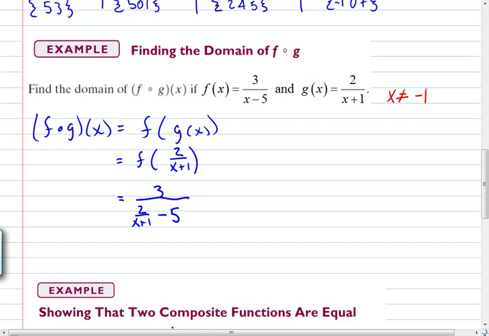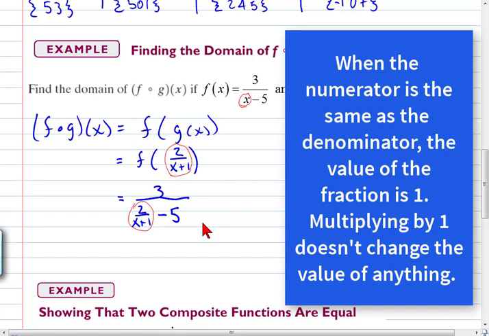Now we want to simplify this. How are we going to simplify this? Do you see how I plugged this in place of x right here? Okay, that's where the x was, right here. So now we simplify this, and I'm going to do that by multiplying both the numerator and the denominator by x plus 1 and distributing it. There's several different ways you can go about simplifying this. This is just the one that I choose to do.